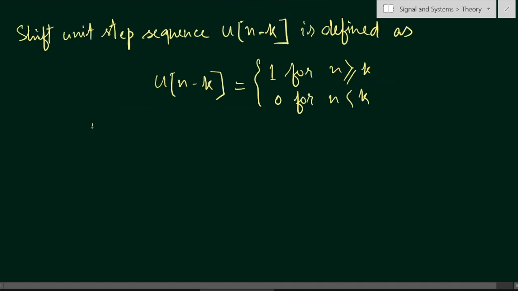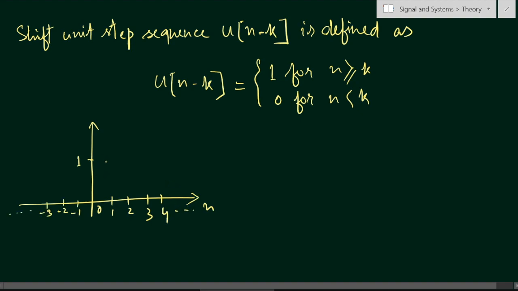Let us draw the unit step sequence. For n equal to 0 also, it has the value 1. This is n equal to 0, 1, 2, 3, 4 and so on. So u of n has value one for n greater than or equal to 0. Here at n equal to 0, the unit step value is 1. So this is u of n. Now for 1 also it will have a value of 1. Similarly for 2 also it will have a value of 1, and so on. That means for n greater than or equal to 0 we'll have a value of 1 for this unit step sequence.